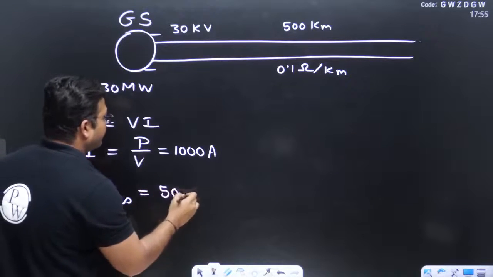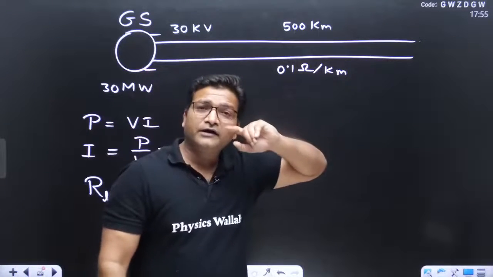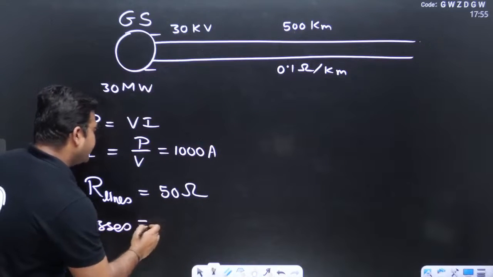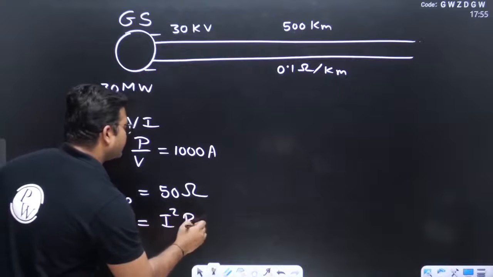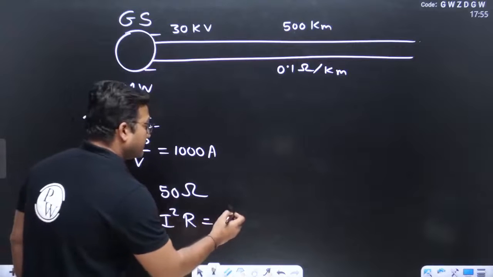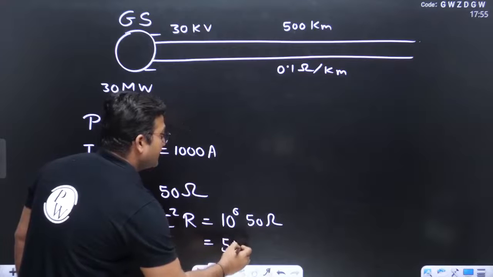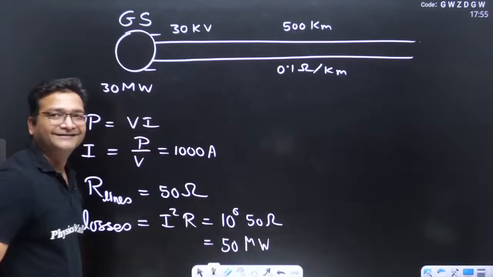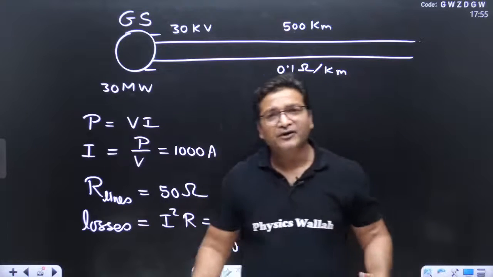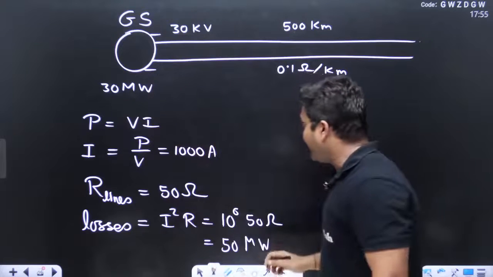And if resistance of lines is 50 ohms, there will be losses in lines. And what are the losses? Losses equals I square R. What is I square R? I square is 10 to the power 6. R is 50 ohm. So we have 50 megawatt loss. Isn't this weird? Because we are generating only 30 megawatt, and the losses are 50 megawatt.